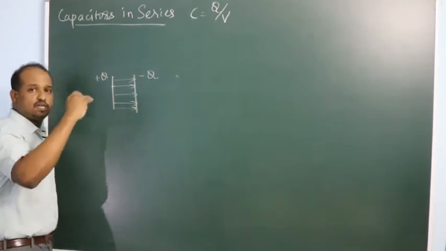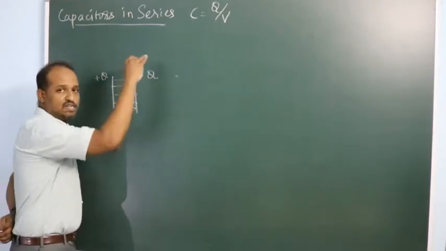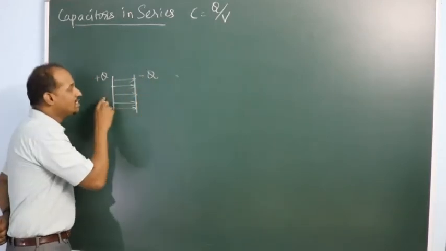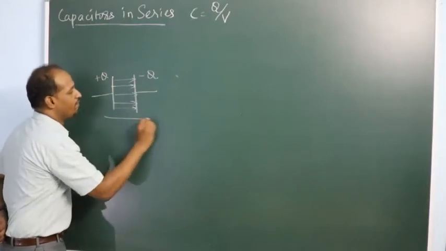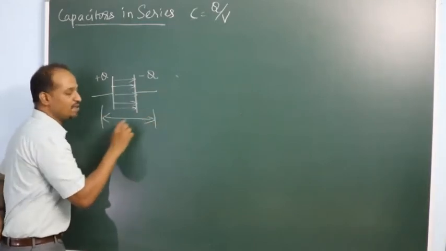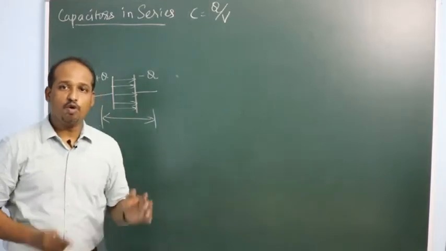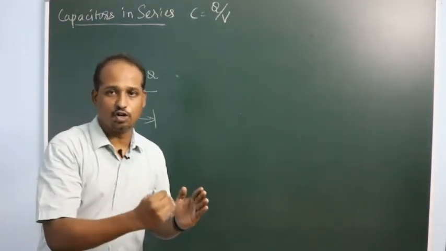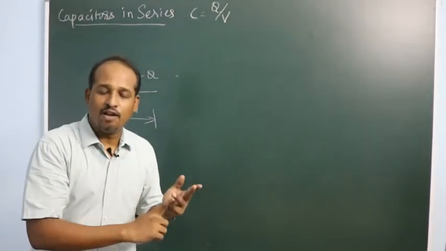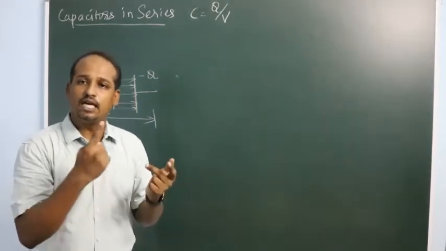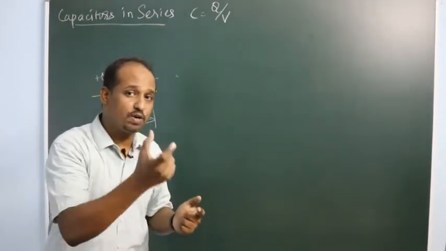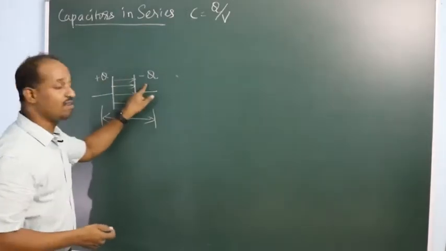Near the positive charge, potential will be high. Near the negative charge, potential will be low. So a potential drop takes place across the capacitor. One thing you should know: across the capacitor, potential drops. That's what we have seen in the parallel plate capacitor, the spherical capacitor, and the cylindrical capacitor. We have calculated the potential difference across the positive and negative terminals.